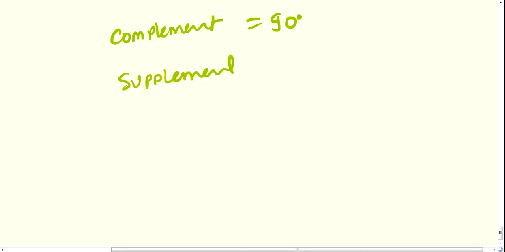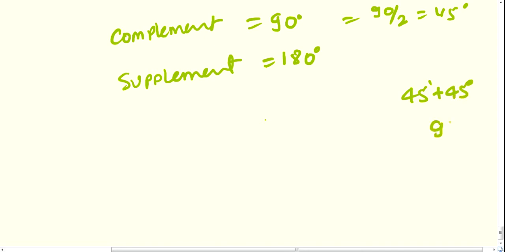And the next question is: an angle that is equal to its supplement. First thing you should know clearly, complement equals 90 degrees and supplement equals 180 degrees. So for example, if we want to find an angle equal to its complement, dividing 90 by 2 we get 45 degrees, and adding 45 degrees and 45 degrees, again we get 90 degrees. So 45 is a complement of itself. So your required answer is 45.